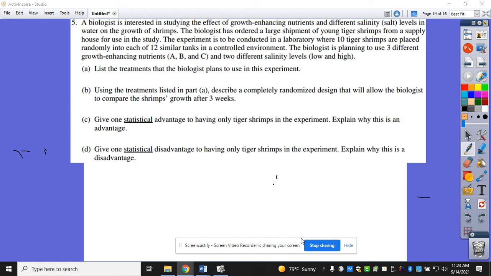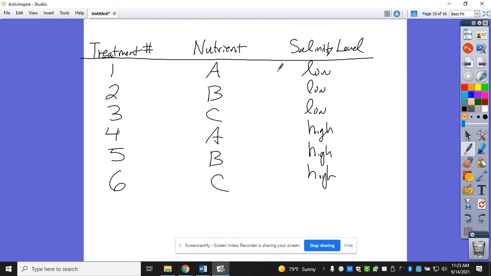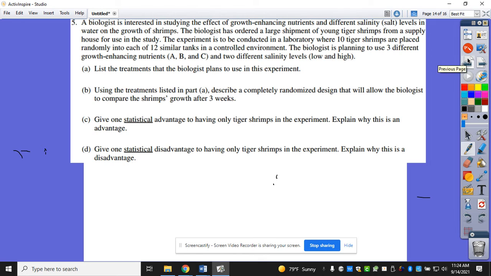What is the definition that I wrote of experimental units? Smallest unit to which the treatments are applied. So my first treatment of nutrient A and salinity level low, who or what do I apply that to? The tank. So what are our experimental units? The 12 tanks. So at the beginning, on the left side of your diagram, it should say 12 tanks, or tanks, n equals 12.